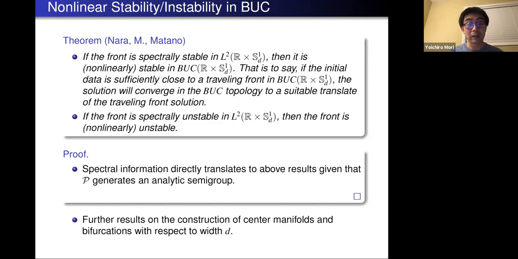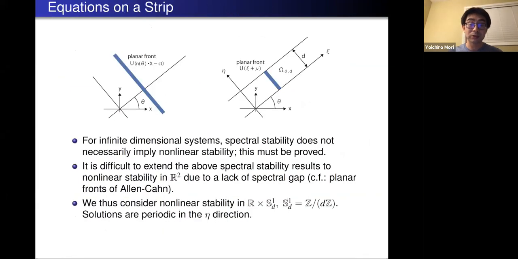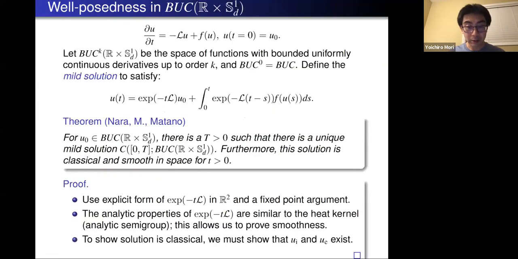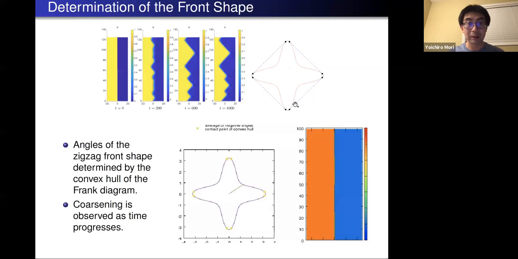We have also obtained some bifurcation results with respect to the width d. So one thing I had to say was that in order to do these nonlinear stability results, we have to talk about front stability on strips rather than whole planar fronts, because if we talk about planar fronts on the whole plane, the difficulty is that we do not have a spectral gap. Okay, so let me just end with a few more examples here.